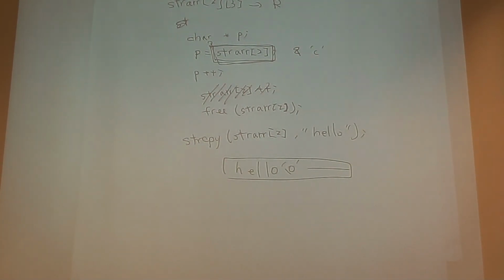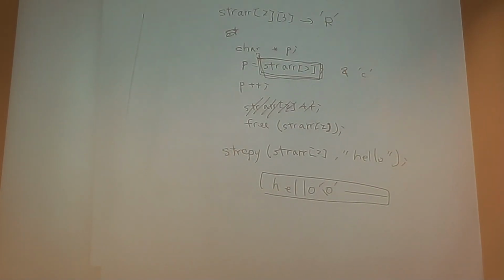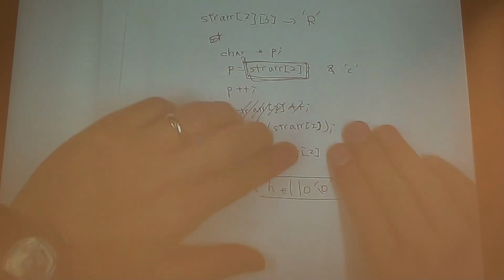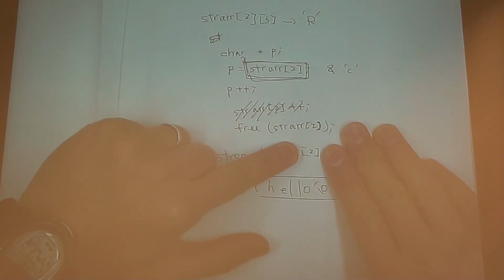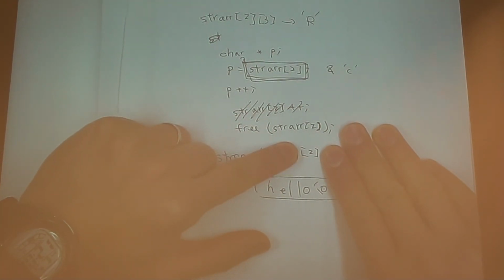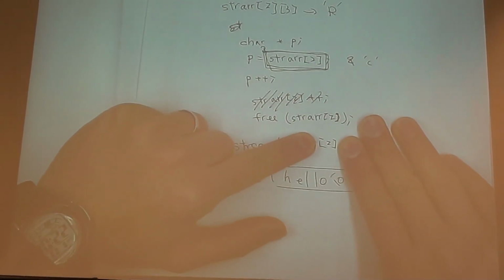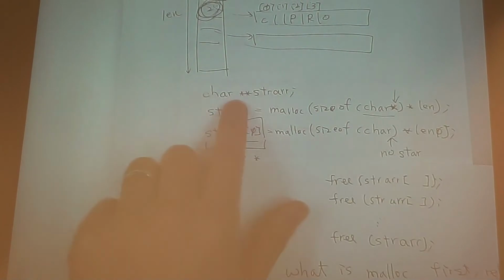If you have to write the definition of strcpy over here, the pointer for strarr of 2 would be character array of... No, if I add one index, I remove one star. So strcpy needs character star, and strarr is character star star.